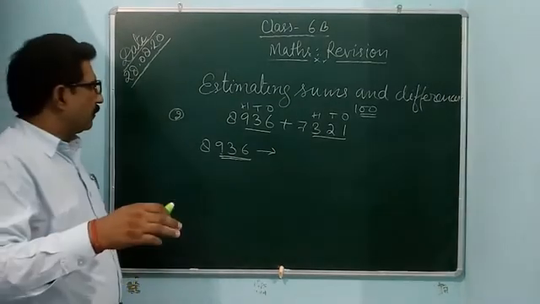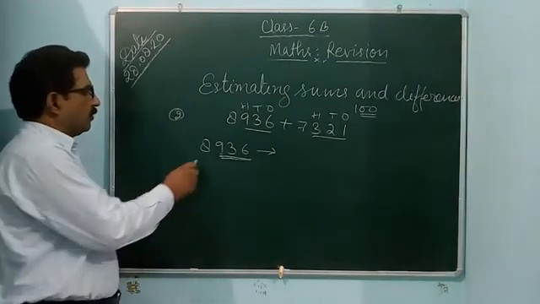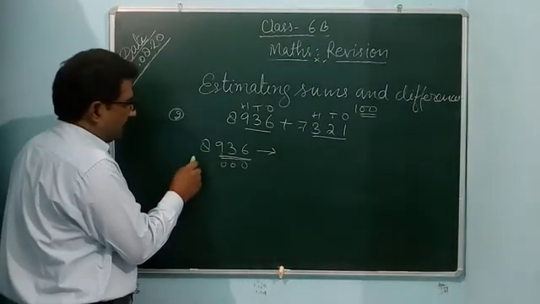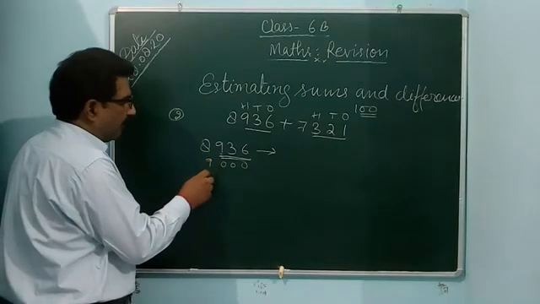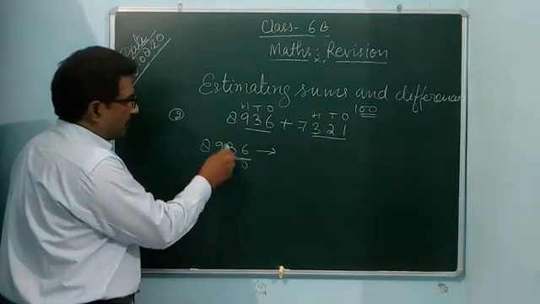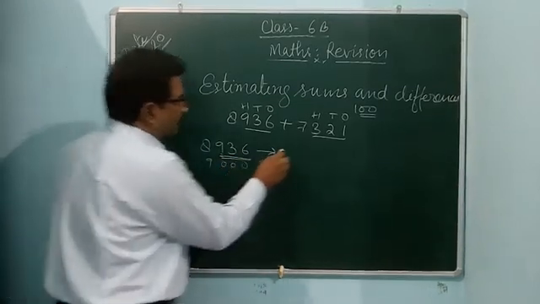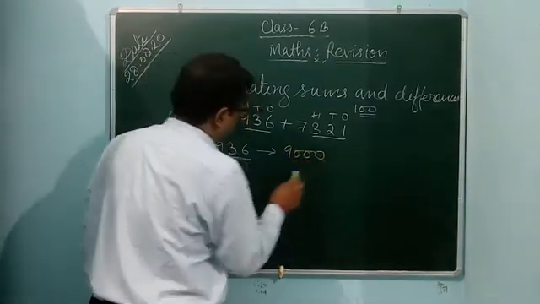So it will complete the 1000 place. So here will be 0, 0. Here 8 plus 1, 8 plus 1 is equal to 9. So it will be 9. So it will be completed here: 8,936 means 9,000. It is estimated as 9,000.